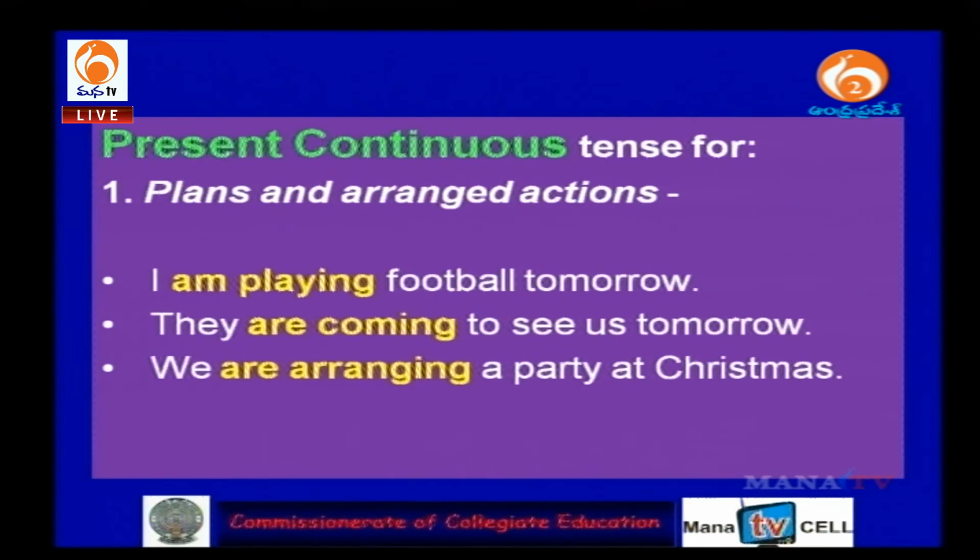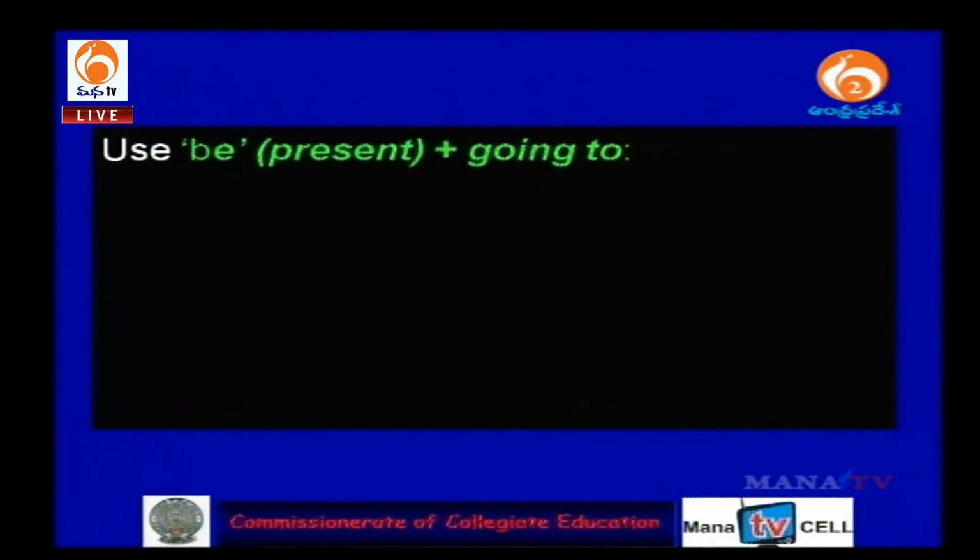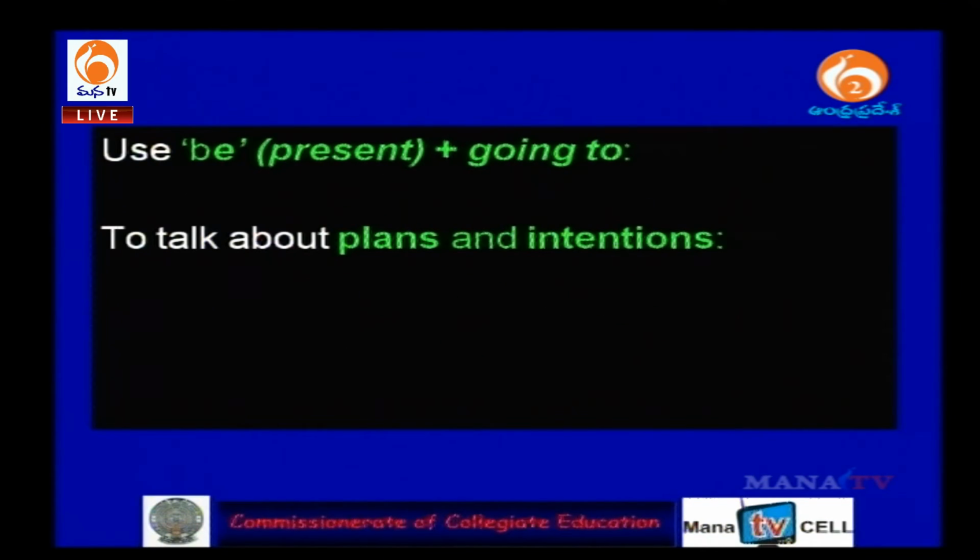We are arranging a party at Christmas. See, I used simple present tense and also used present continuous tense in the place of future tense. Now, suppose I use the present be plus going to plus V1. What does it suggest? It suggests plans and intentions of the subject.